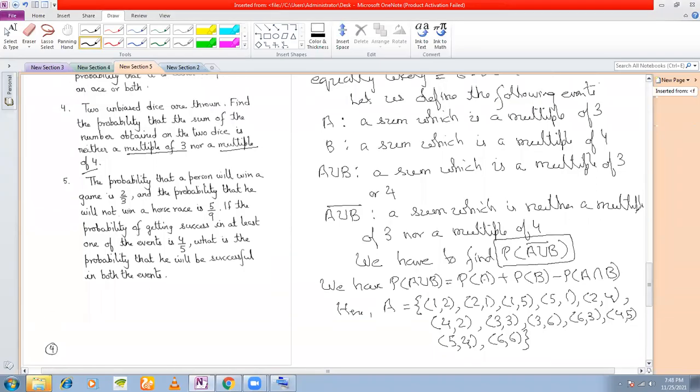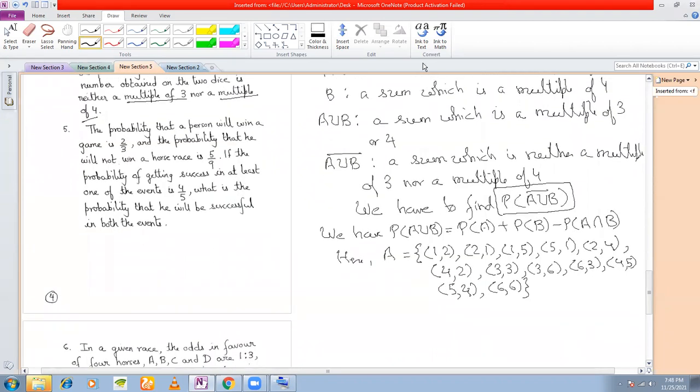If you see, PA is the event, sum which is a multiple of 3. I have enlisted all the events which give you a sum that is a multiple of 3, right? 1 plus 2 is 3, 2 plus 1, 1 plus 5, all are multiples of 3. So these are the list of events that will give you a multiple of 3. So therefore, what should be PA?